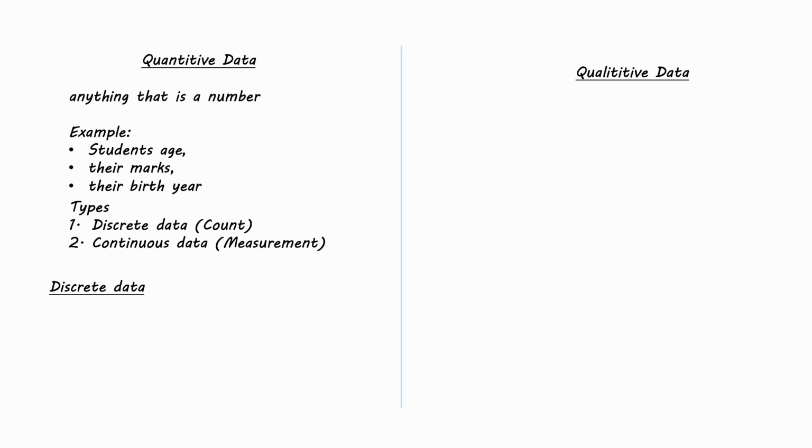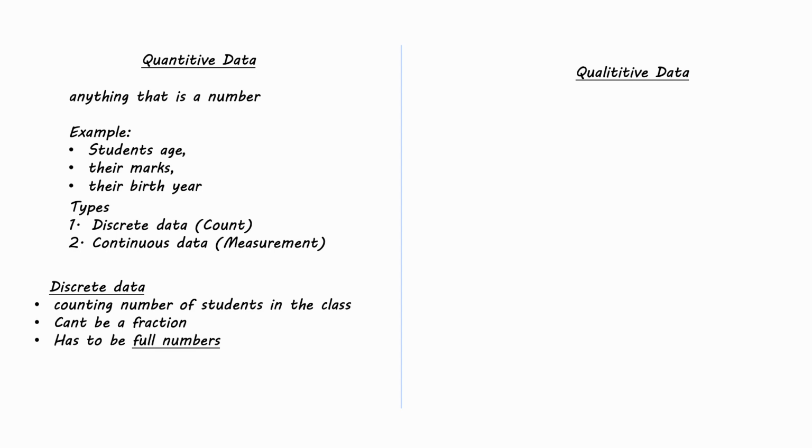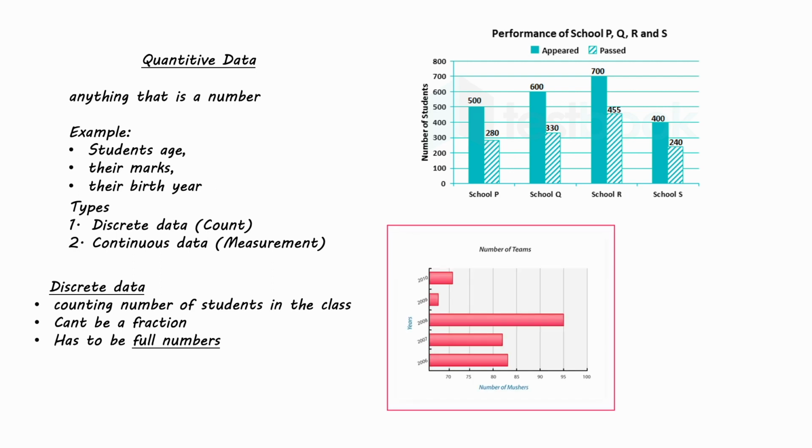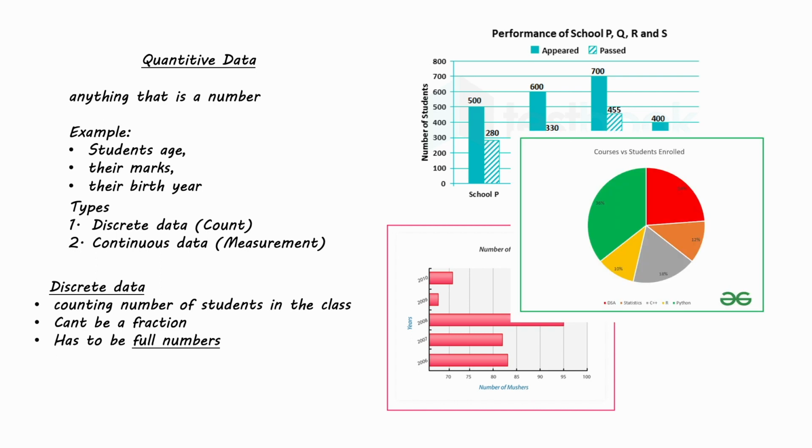Let's talk about discrete data. Let's say we are counting the number of students in the class. There are 20 students in the class. That's a discrete number. It cannot be 20.5 or 10.9 students. So when we are counting objects or people, that is called discrete data. It has to be in full numbers. The best way to visualize discrete data is a bar chart. We can also use a column chart, which is nothing but a bar chart with vertical bars. Pie charts can also work well for displaying discrete data, but in case you have too many small values, it may be difficult to read the chart.